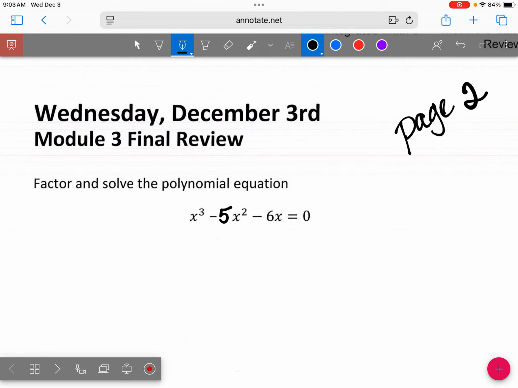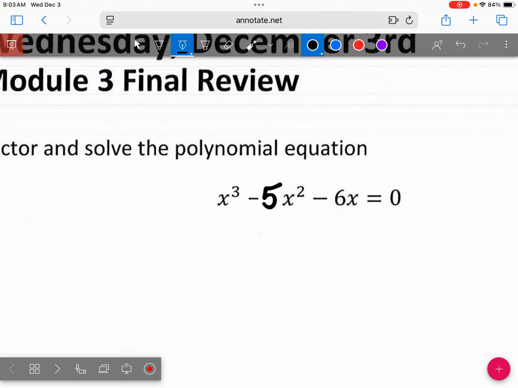Questions where you have to factor, but I feel like you all are doing much better with factoring. So looking at this question, what is your first step whenever you factor? What do you have to look for first? GCF. Step one, you always start by looking for a GCF.